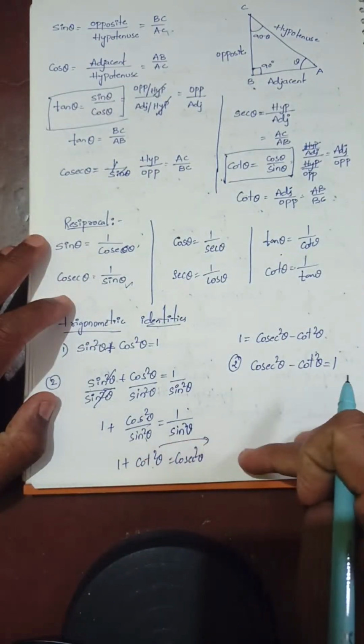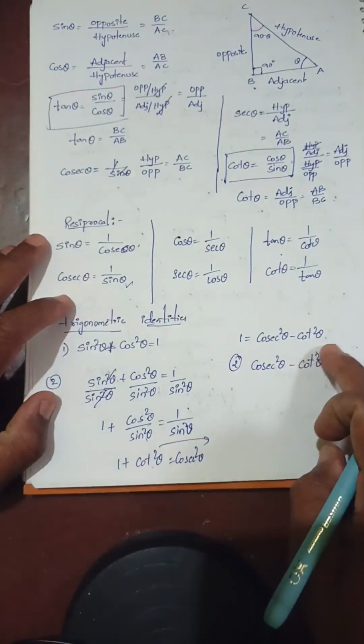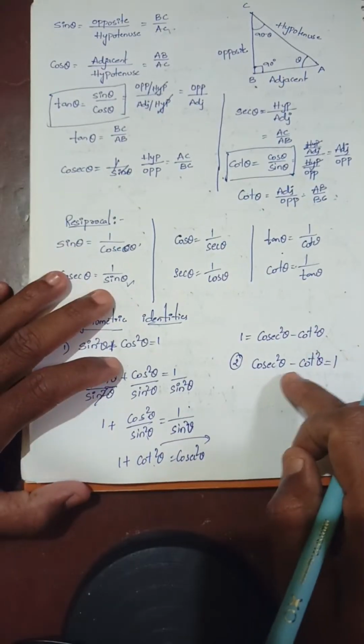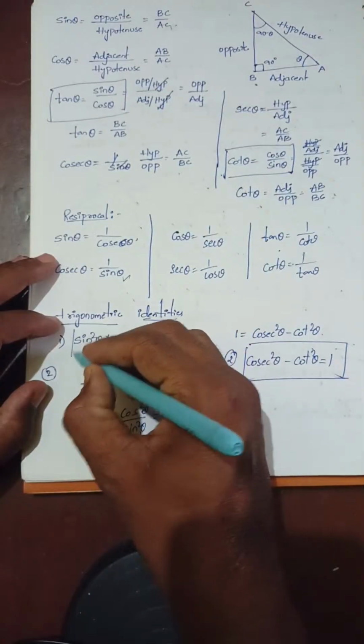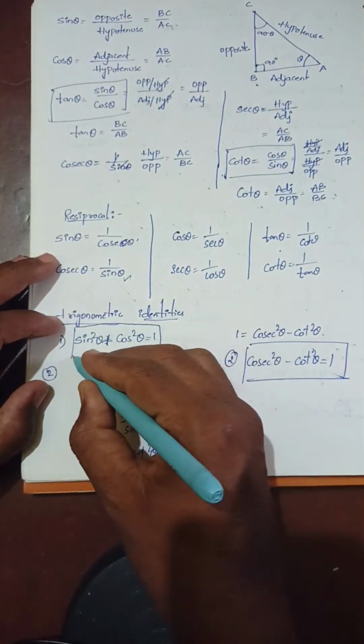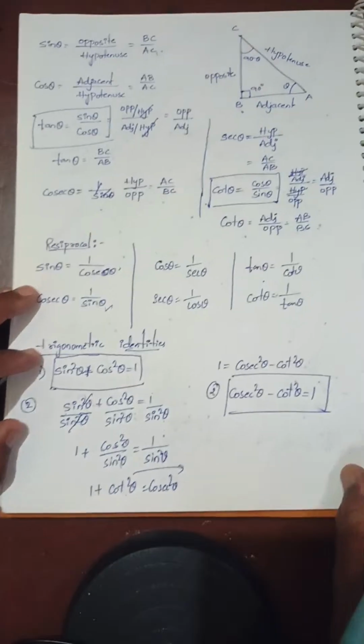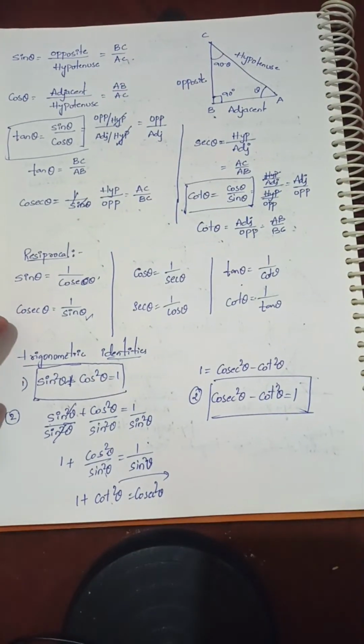So take cot square theta to the right hand side, 1 is equal to cosec square theta minus cot square theta, equals to 1. This is the second identity. Sin square theta plus cos square theta is equal to 1. This is the first identity. So please see the formula carefully.